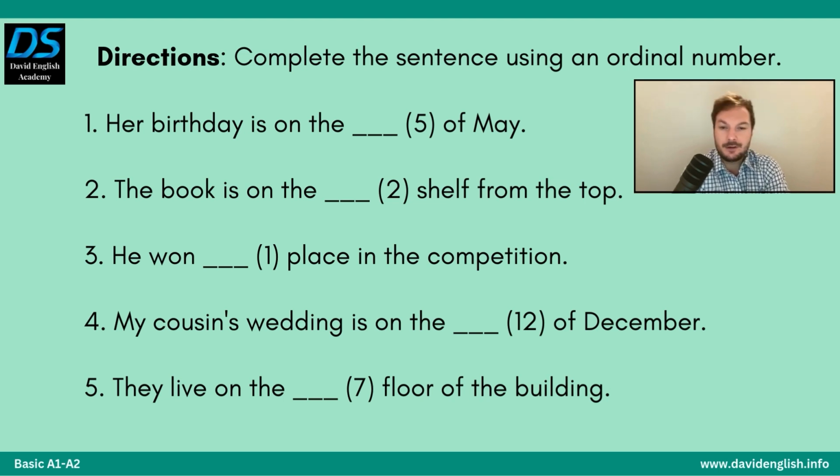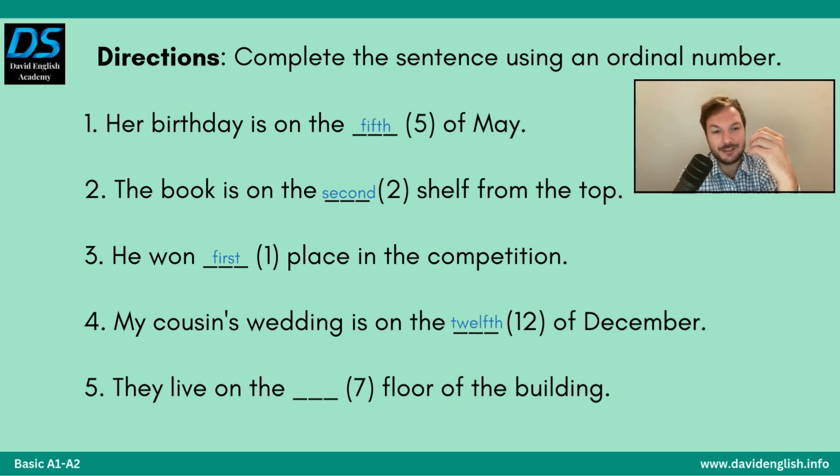Number 1. Her birthday is on the 5th of May. You want to say on the 5th of May, or you can say on May 5th. Those are two ways to say dates. 2. The book is on the shelf from the top. I'm going to say the book is on the second shelf from the top. 3. He won first place in the competition. 4. My cousin's wedding is on the 12th of December, or on December 12th.